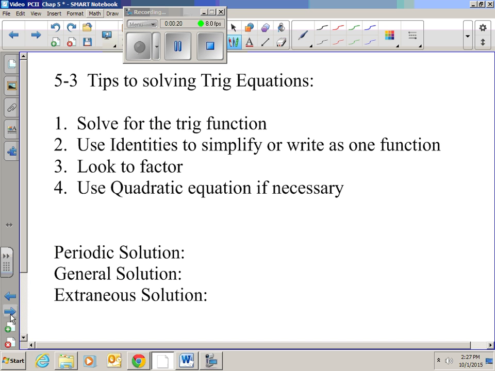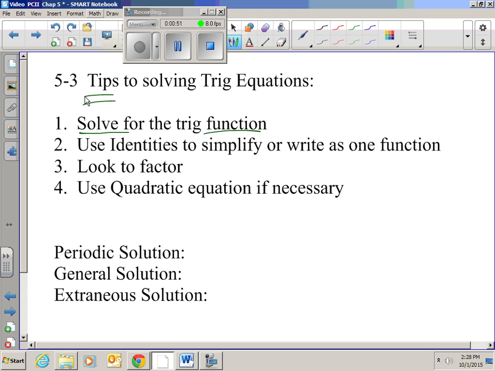Okay, these are tips to solving trigonometric equations. Notice that again, they're tips. There is no recipe, there's no one way, there's no best way. Sometimes the only real method is to solve for the trig function. Get the trig function by itself. You've got to be good with algebra in order to do this. These are just some of the ideas that you may have.